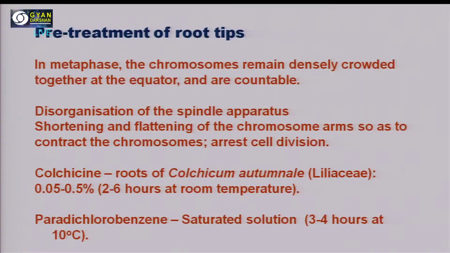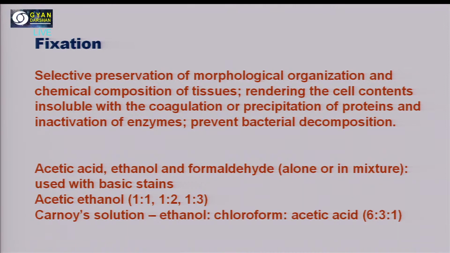One is colchicine. Colchicine is obtained from the roots of Colchicum autumnale, which is a plant belonging to the Liliaceae family. So normally 0.05% to 0.5% of this colchicine is used, and you need to treat it. Pre-treatment should be done for 2 to 6 hours at room temperature. In addition, you can also use a saturated solution of para-dichlorobenzene as a pre-treatment solution. Here you need to treat for 3 to 4 hours at 10 degrees centigrade. After pre-treatment, what you need to do is go for the fixation.